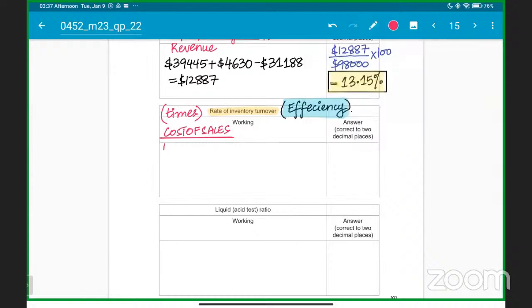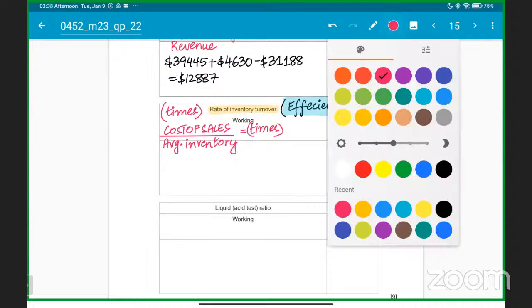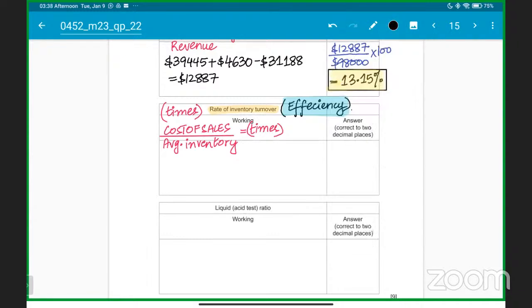Everyone there with me? And that will give us the answer in times. Okay, students? Cost of sales divided by average inventory is equal to times. The answer will be coming in times. Okay, everyone getting it? Following? And in some other question, we will do the opposite, with 365. If you have to find it in days, we'll do that as well in another question. But not for now.